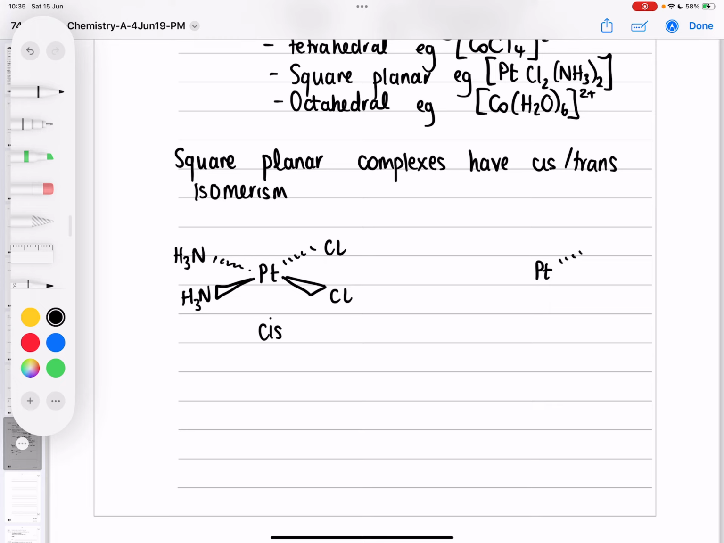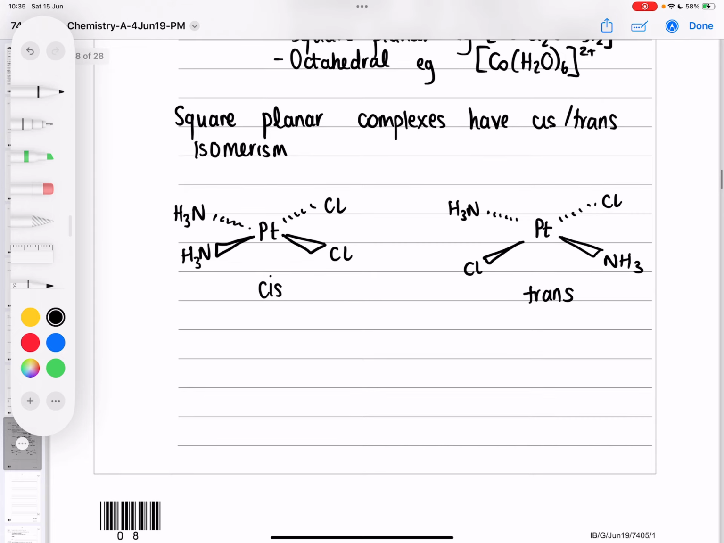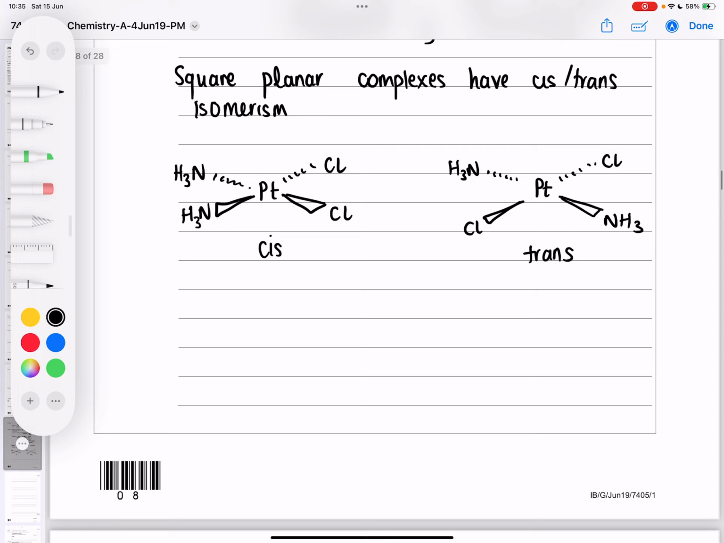Whereas if I go across the molecule, across the square, that would be trans, like a transatlantic flight goes across the Atlantic. If I put the matching ligands trans from each other, across the square from each other, I've drawn the trans isomer. Okay, so square planar complexes have cis-trans isomerism.